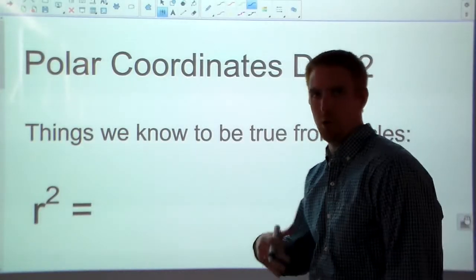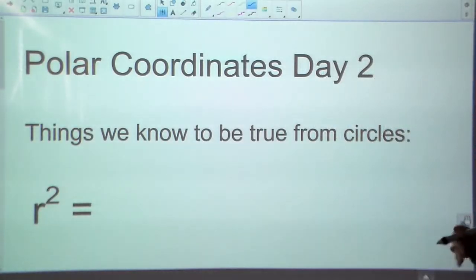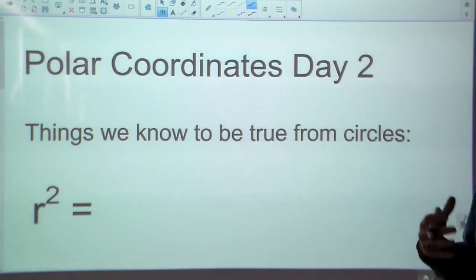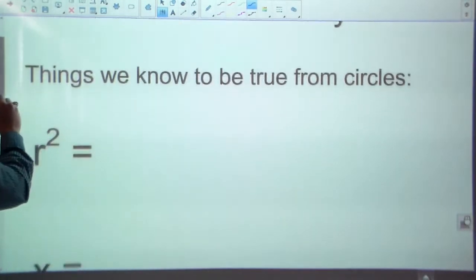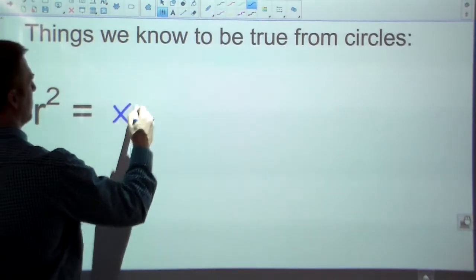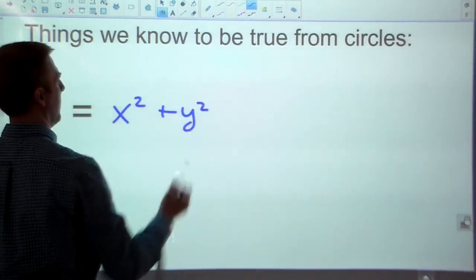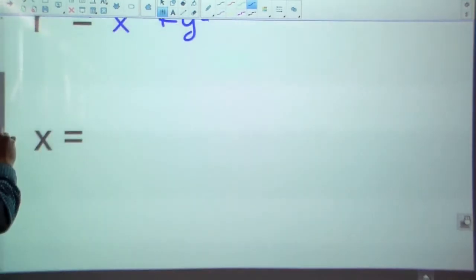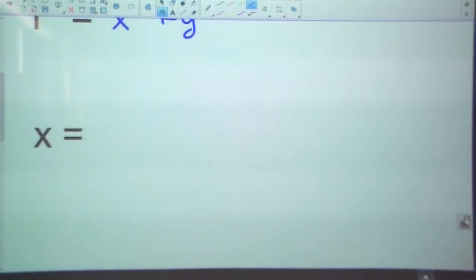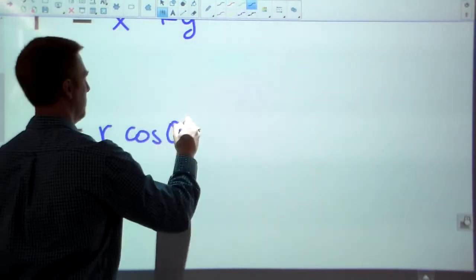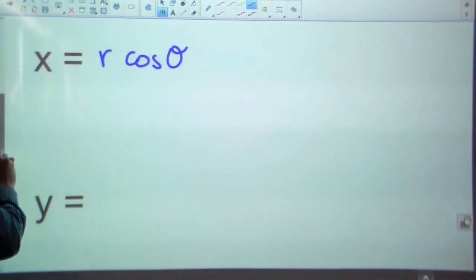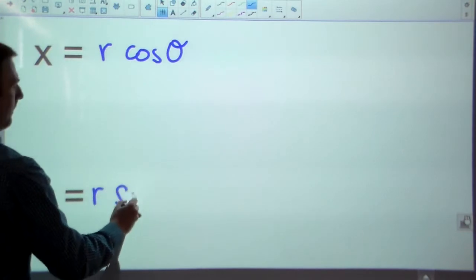Now, the conclusion about polar coordinates here. So we'll start off by recapping some things we know to be true about circles. First up, the circle equation, at least the real basic version: r squared is going to be x squared plus y squared. Something we talked about in the last lesson, the way you get x is r cosine theta. Y is pretty similar to that. It's going to be r sine theta.